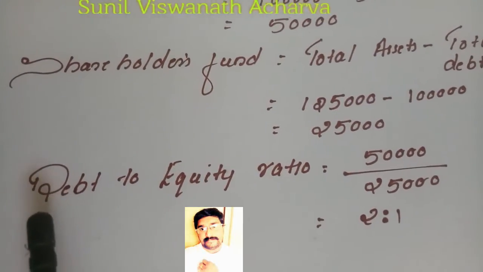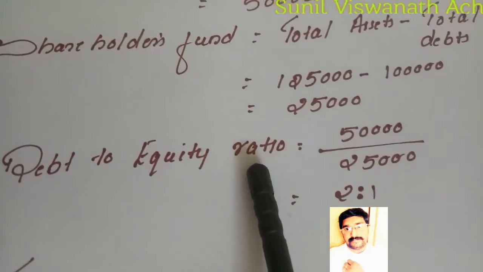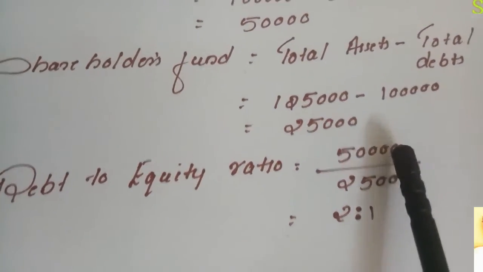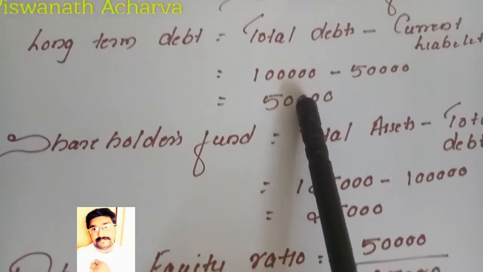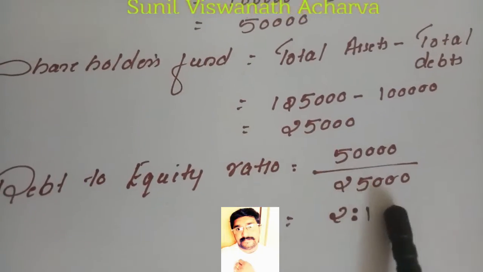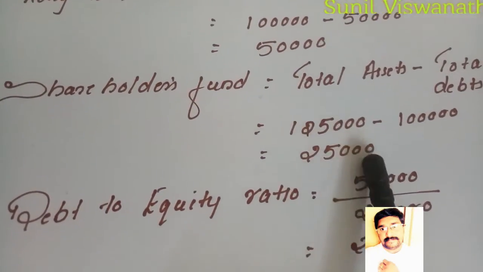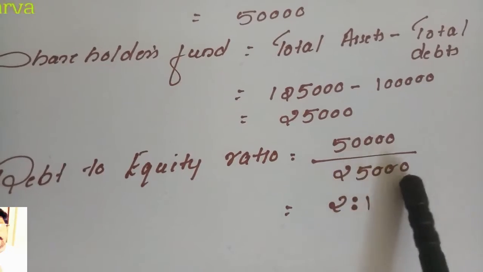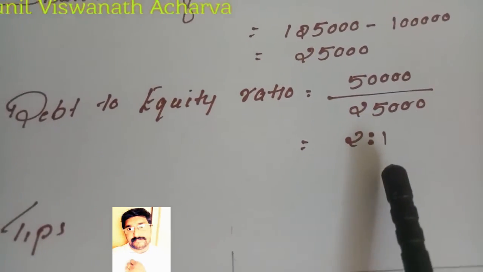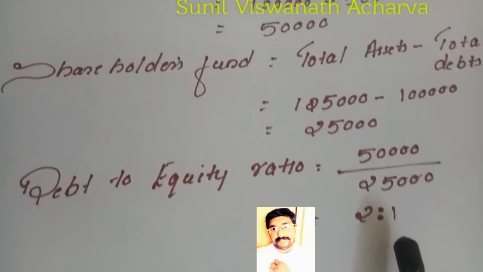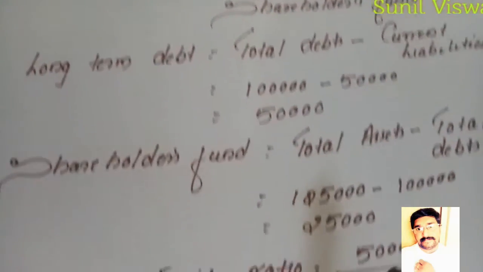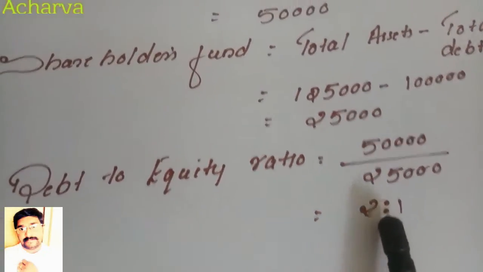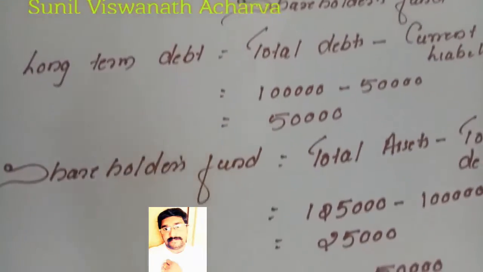So now we can come back to the equation. Debt to equity ratio is equal to long term debt, that we got 50,000, divided by shareholders fund, which we got 25,000. So 50,000 divided by 25,000, we will get the answer 2:1. We know the standard debt equity ratio is 2:1. So this is good for the organization.